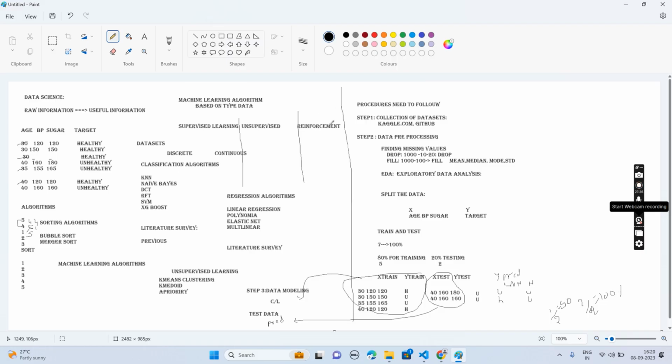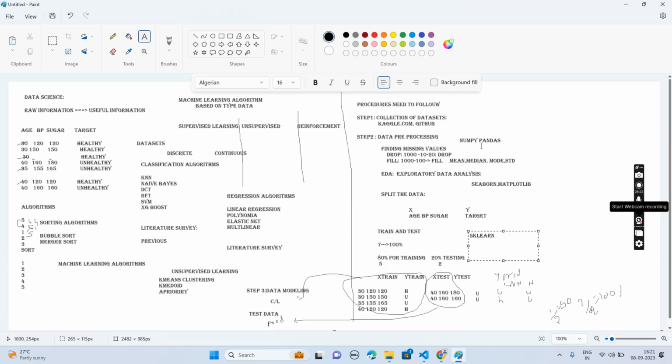Whatever steps we have done, this implementation is going to be shown. How are we going to show it? For the collection of data and data pre-processing, I will use the NumPy and Pandas libraries. For exploratory data analysis, to draw the graphs and all those, I am using Seaborn and Matplotlib. These libraries we are going to make use of. Now for the train test split and for the algorithms, I am using sklearn.